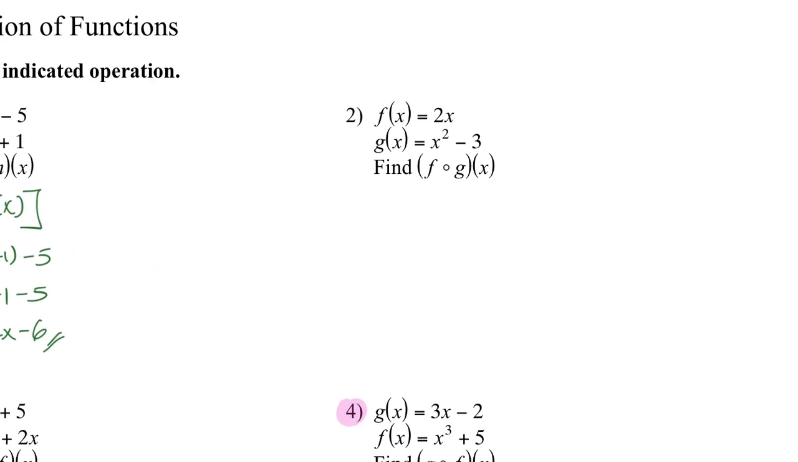Okay, number 2, this is the same as f of g of x. So on f, on every x, I'm plugging in g. So that equals 2. That 2 comes from f. Now that x right here, I'm going to substitute this entire function. So times x squared minus 3. So I got 2x squared minus 6.